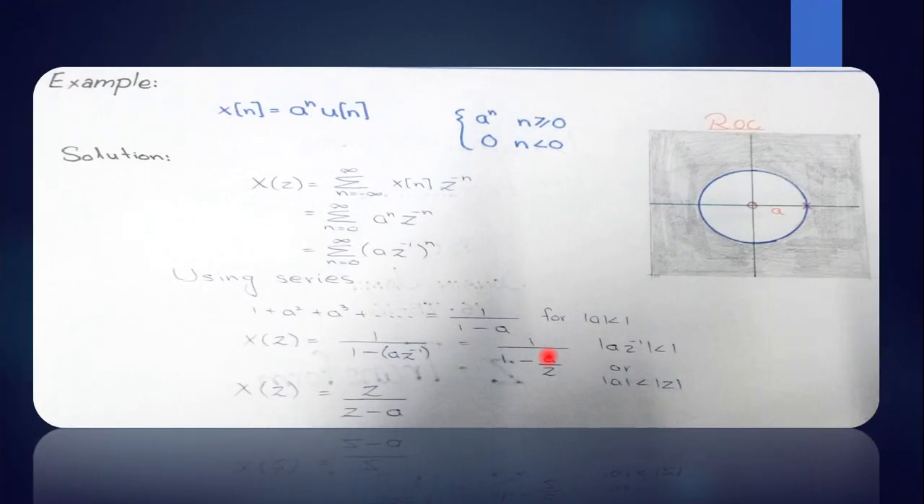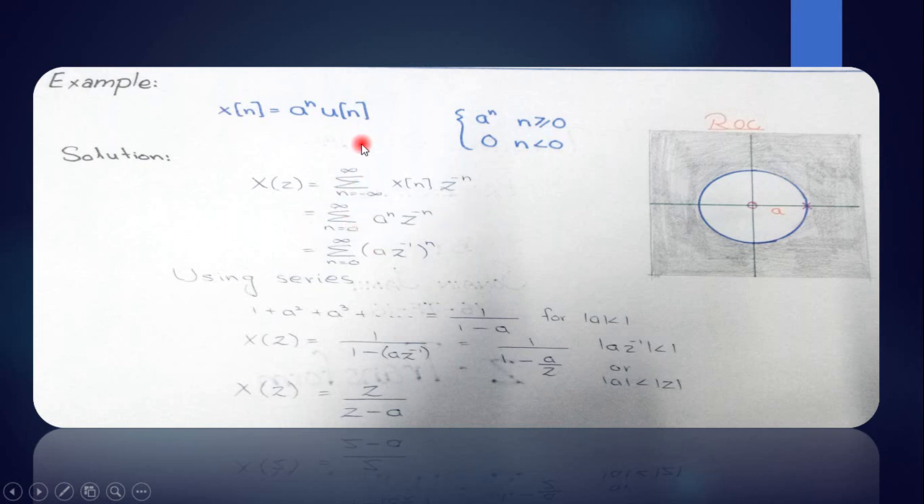Let's suppose we are given another example, which is x of n is equal to a power n u of n, and it can be written as x of n is equal to a power n when n is greater than or equal to 0, or it is 0 when n is less than 0. So this is the formula to transform a time domain signal to Z domain. We have seen this in the previous lecture.